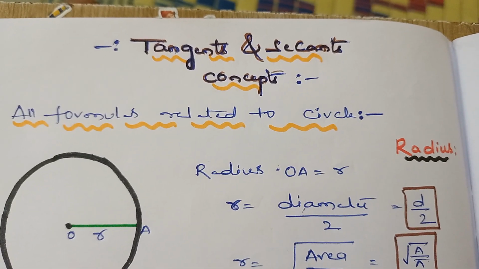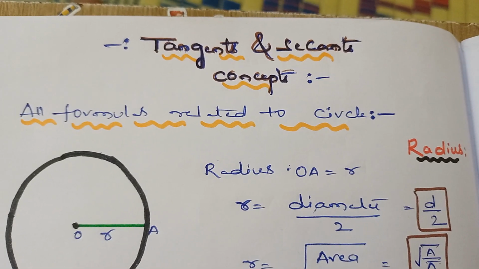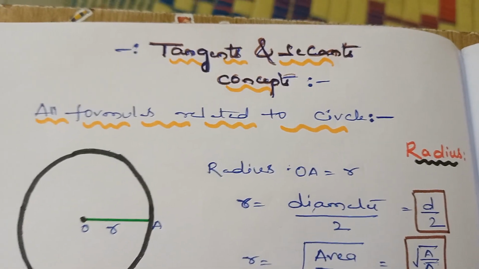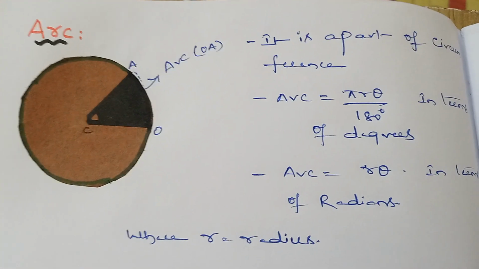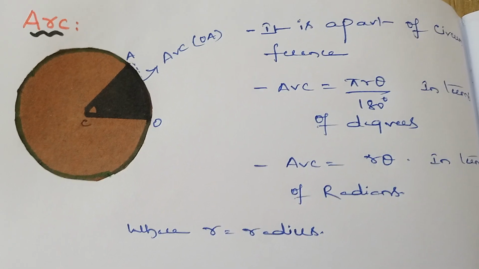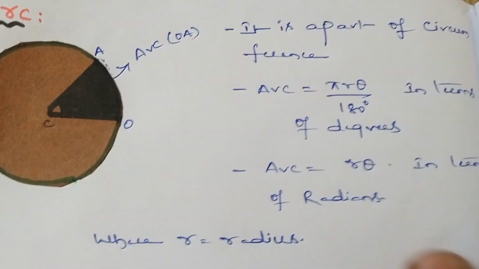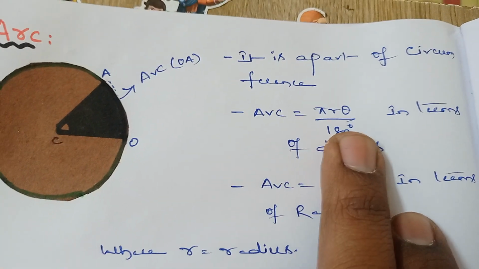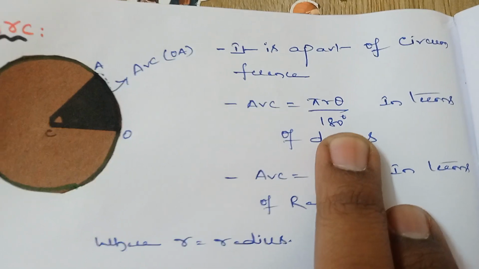Today we are going to see the tangents and secants concepts, formulas related to the circle, guys. So coming to arc, it is nothing but a part of the circumference. So here is the formula. Arc is equal to pi r theta by 180.